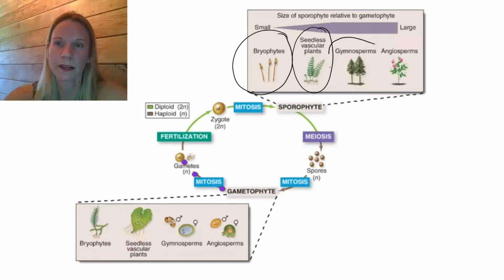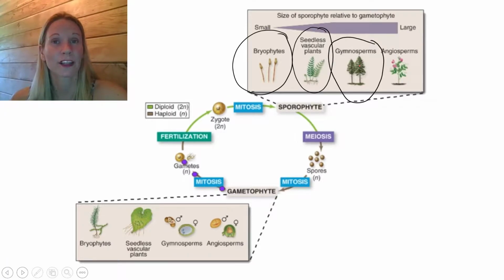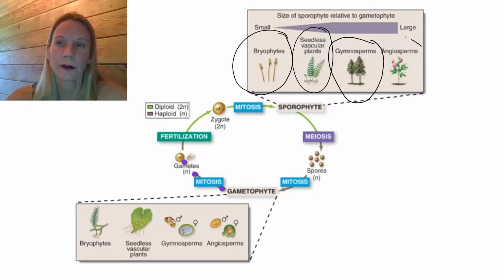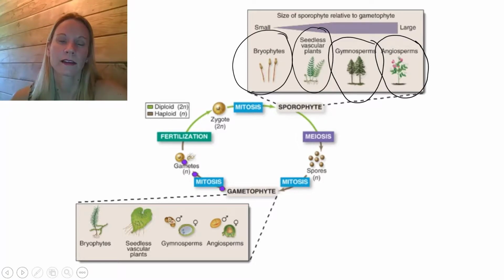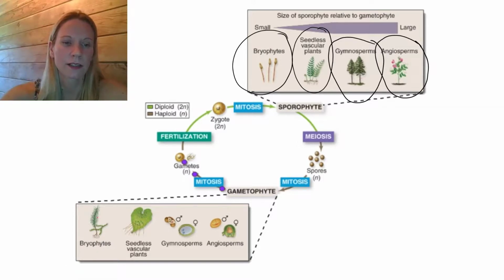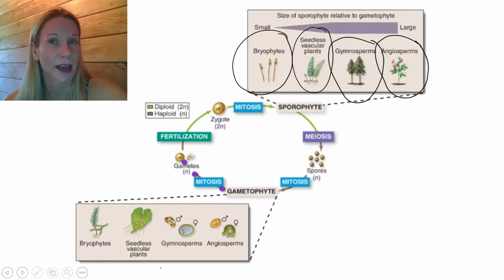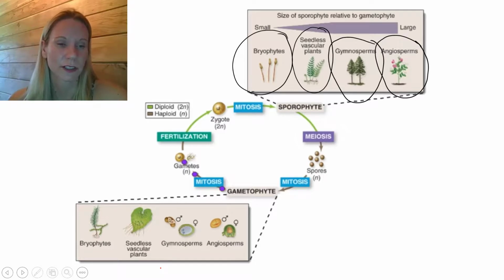In gymnosperms, we consider the entire pine tree, including the cones, the male and the female cones, to be the sporophyte. In the angiosperms, we consider the entire plant, including the flowers, to be the sporophytes. Now let's look at the gametophytes. The gametophytes of mosses are the dominant structure. It's the only one of the 4 groups that has gametophyte dominant structures.